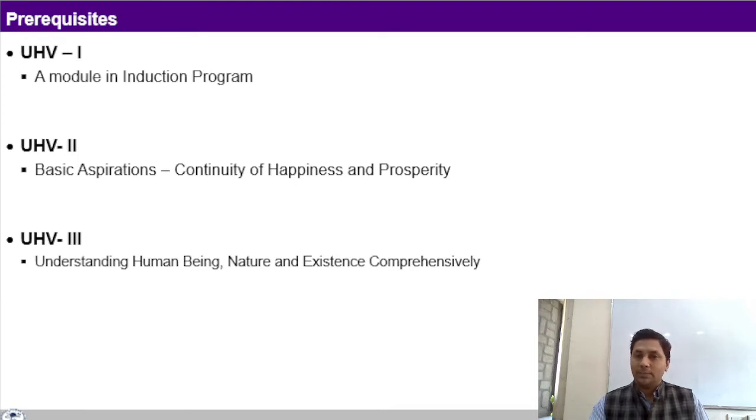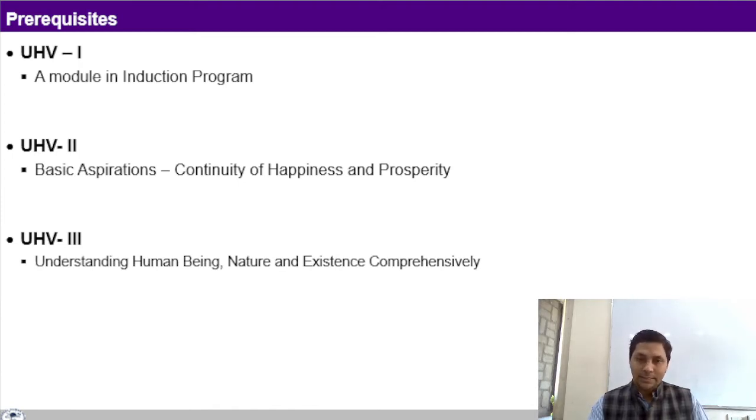So let's talk about its prerequisites. I suppose you must have gone through UHV1, UHV2 and UHV3 before enrolling in this course. UHV1 is a module in the induction program. UHV2 basically talks about human aspirations, that is continuity of happiness and prosperity. UHV3 talks about human being, nature and existence comprehensively.